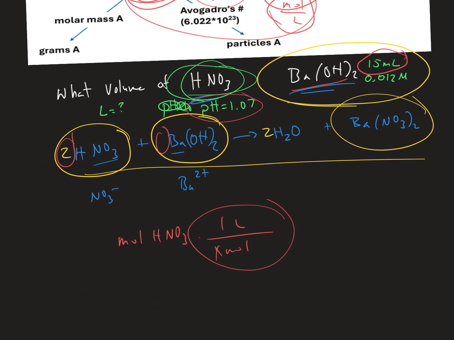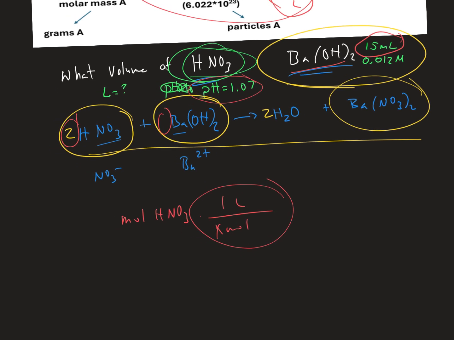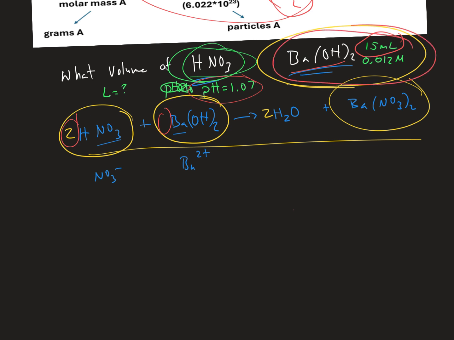So should we do this problem? Because it's a big one, right? All right. So we're going to start with what we know. We know this guy. We know most of that guy, right? So we have 0.012, and I'm going to write it as moles of BaOH2 per 1 liter of solution. You with me?